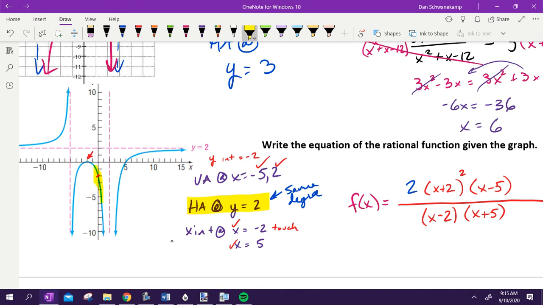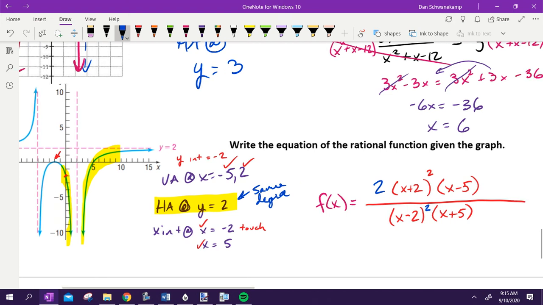This one right here goes down, and then the one on the other side also is down. If that is happening, the only way that could happen is if your vertical asymptote of 2 is squared. If you end down and then start down on opposite sides of a vertical asymptote, that means that vertical asymptote is squared.